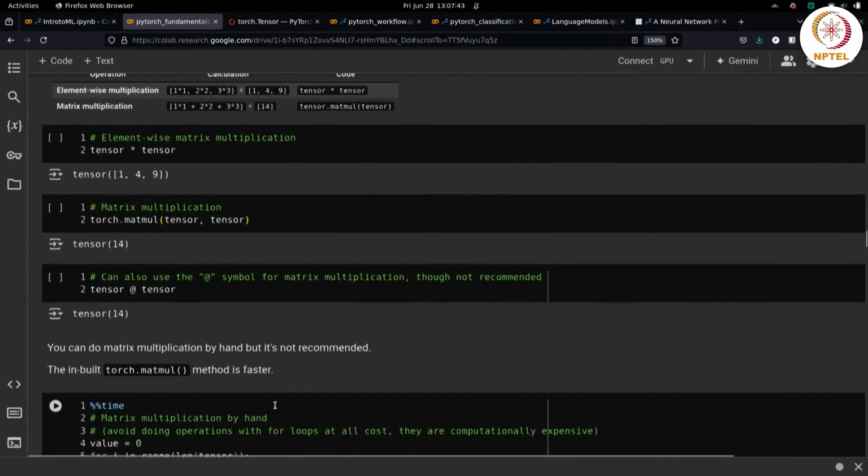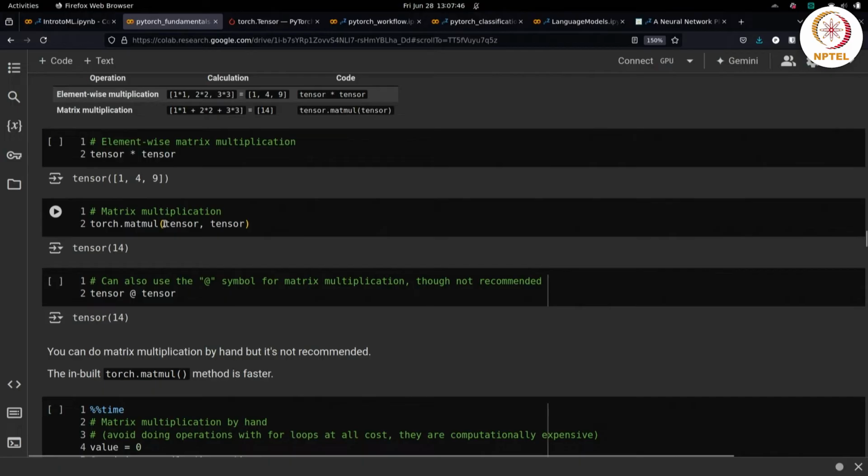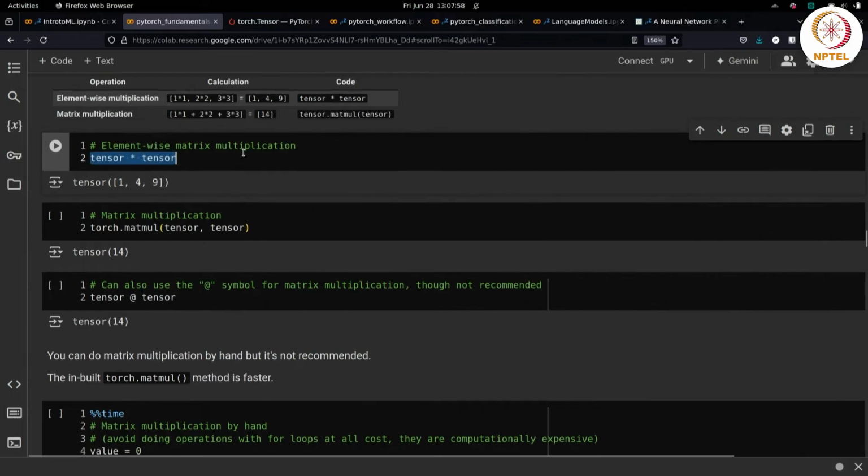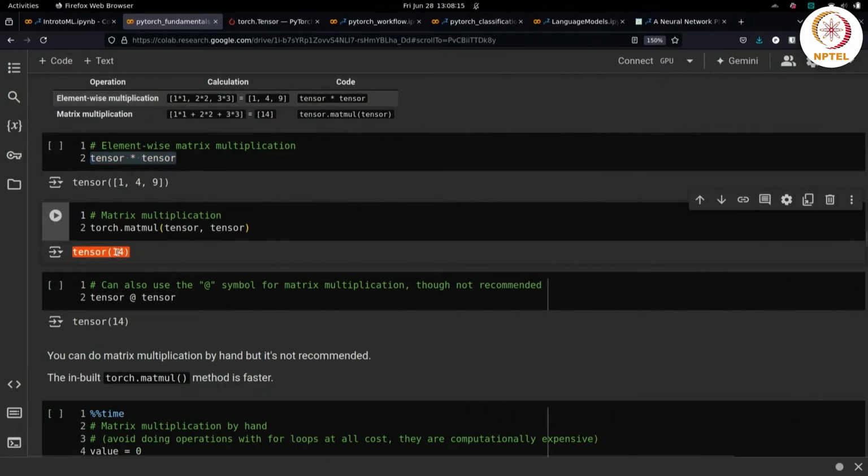So the way to do matrix multiplication like that is torch.matmul, matrix multiplication, and give the arguments of tensor and tensor. If you do tensor multiply this star tensor, this does element-wise multiplication. The distinction is shown in this example here. This is an element-wise multiplication. You started with a vector of 3, you end up with a vector of 3 if you are multiplying tensor with a tensor. But here you are multiplying two tensors, and you see that you will get one single value of 14, right? This is the math that goes behind.